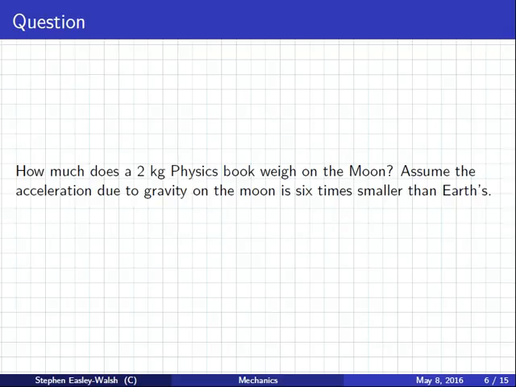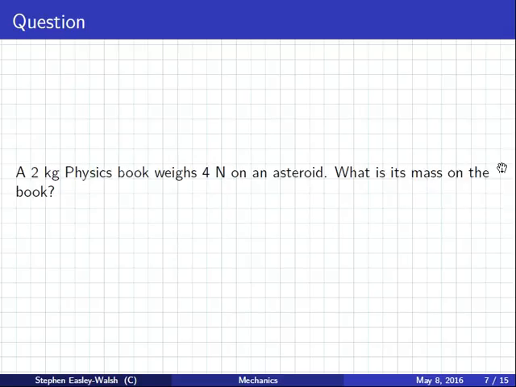Okay, so we're okay with this then? A 2 kilogram physics book weighs 4 newtons on an asteroid. What is the mass of the book? 2. I'm tricking you here. It's 2 kilograms. It says it in the question. What is the mass of the book?